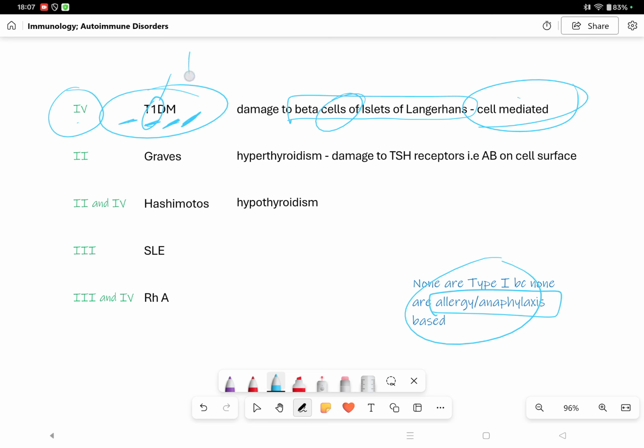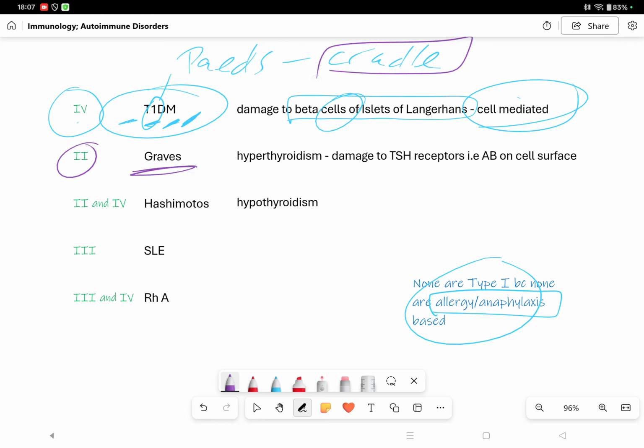Type 1 diabetes mellitus usually occurs in peds, in children, a young age group. Children usually sleep in a cradle, and we can then go from cradle to grave. That's what we can do. Cradle to grave, Graves hyperthyroidism, and hyperthyroidism is elevated levels of thyroid hormone, so your TSH receptors, antibodies to those, or anti-TSH receptor antibodies. The antibodies are actually on the TSH receptors, and that's why it's type 2. But your memory is cradle to grave.